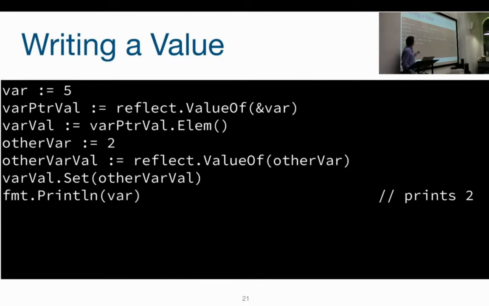So in our example here, we define other var equal to 2. And other var does not have to be a pointer. We pass it into reflect value of, because we're only going to read its value, not write its value. And then we take that var val we got out of it, use set, assign it to another var val, and then print it out, and you get 2.